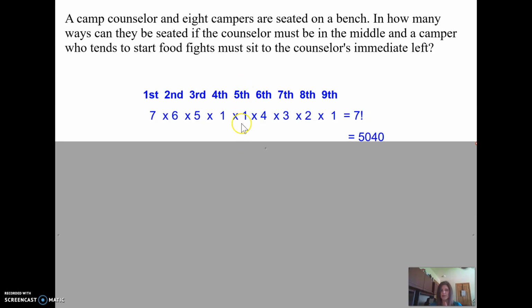So I put the counselor here in the 5th spot, and immediately to the left, meaning the 4th spot, would be the troublesome camper. And then we start at the beginning, 7, 6, 5, skip these guys, 4, 3, 2, 1. Hey, that's really 7 factorial, ignoring the extra ones, and that comes back to 5,040.